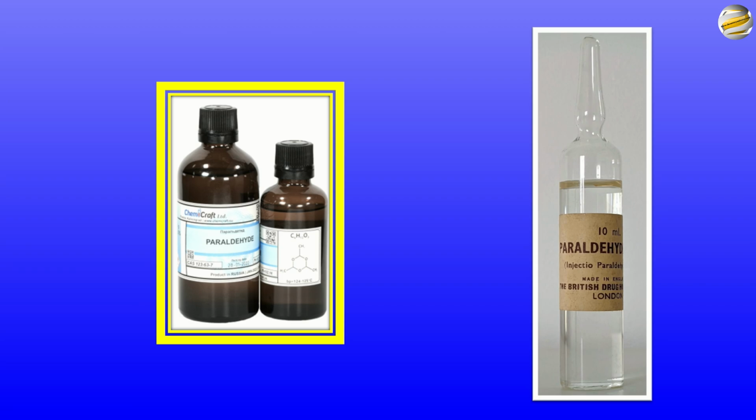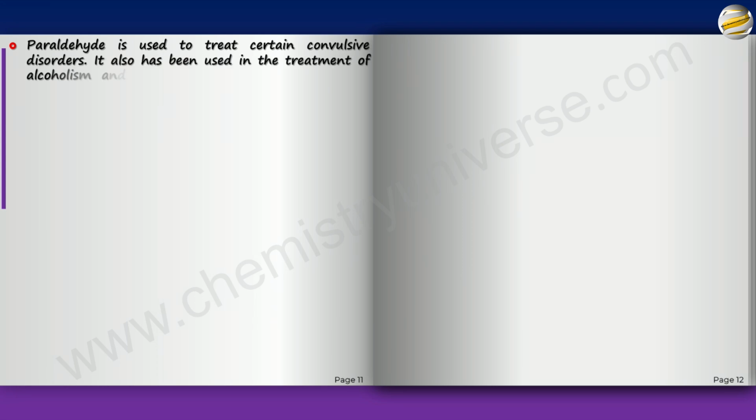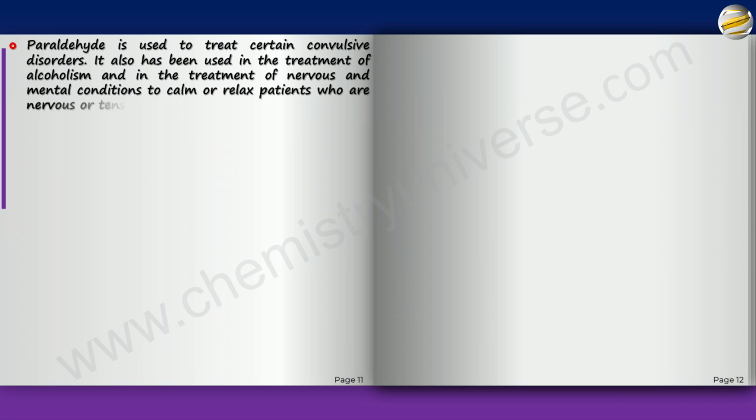That's an injection ampule. And what is it used for? Well, paraldehyde is used to treat certain convulsive disorders. It also has been used in the treatment of alcoholism and in the treatment of nervous and mental conditions to calm and relax patients who are nervous or tense, and it is used to produce sleep.